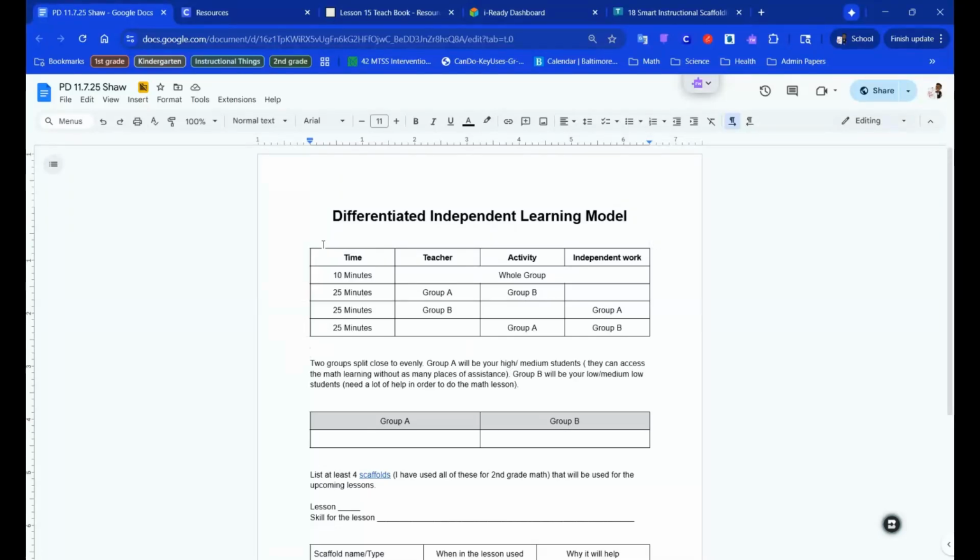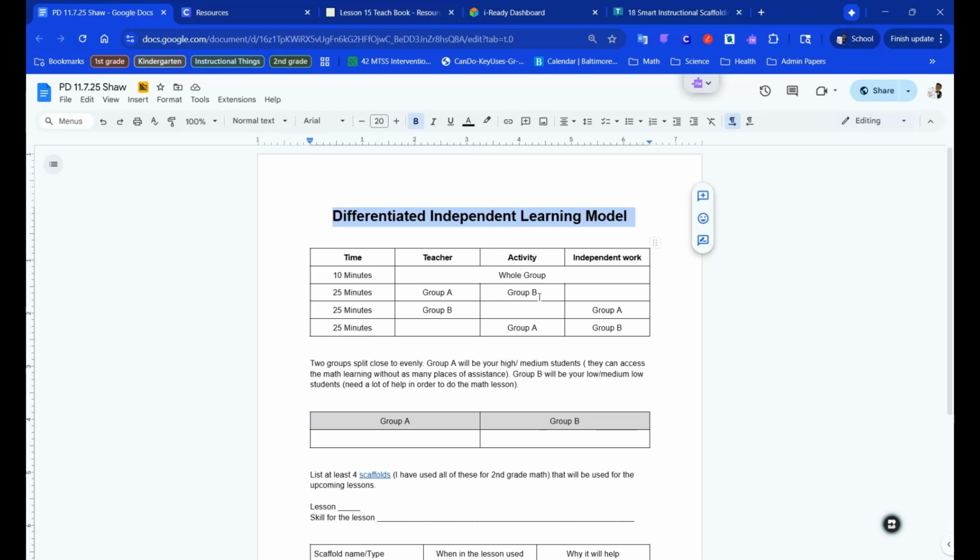Okay, so this video is about creating a differentiated independent learning model. In this video, we're going to learn a little bit about what this means, but also go through the process and create this differentiated independent learning model.